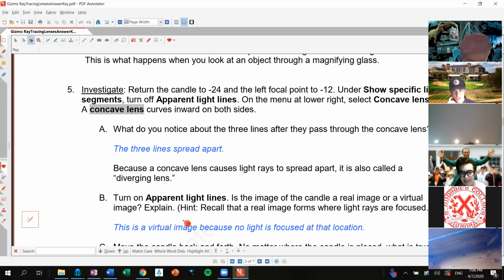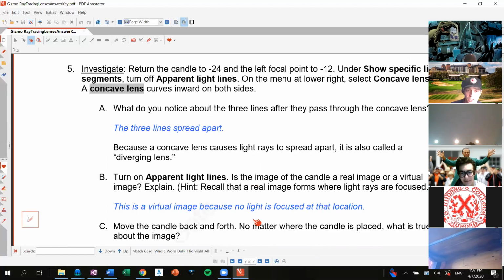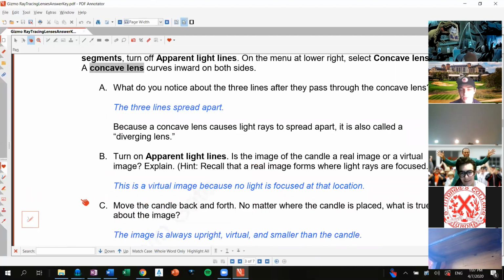Is the image of the candle a real or virtual image in this case, and explain why. So with our concave lens with diverging rays, do we have a real or virtual image? Virtual. How do we know? It's on the same side as the object, and the light isn't focusing on the thing. Absolutely, Tony, that's a perfect explanation. Good job. Then it asks us to move the candle back and forth.